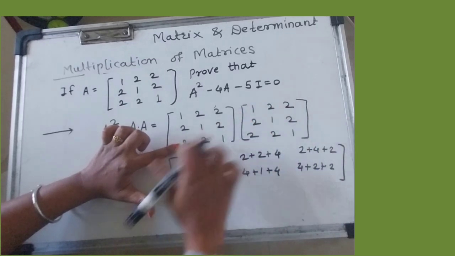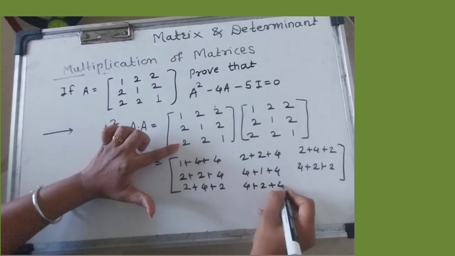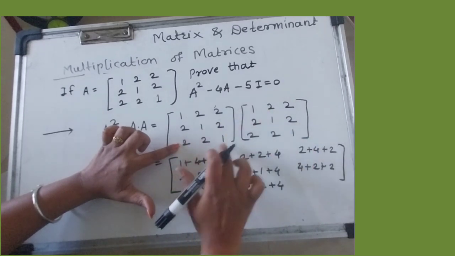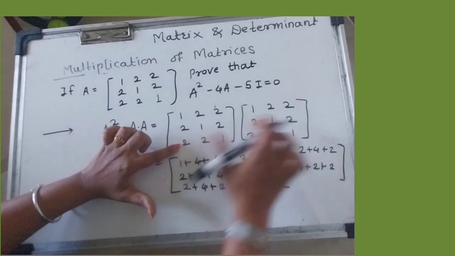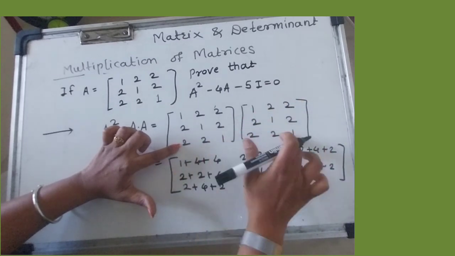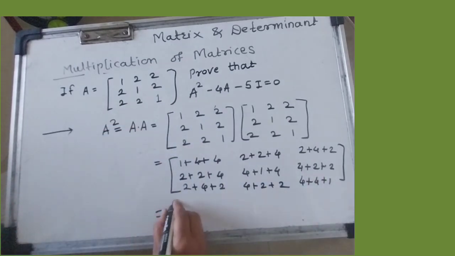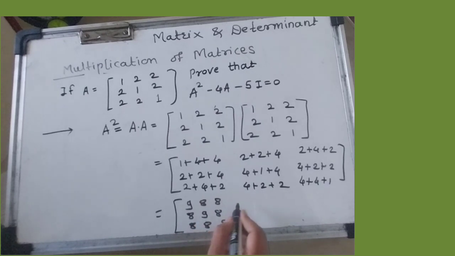Again, second. 4 plus 2 plus 4. 4 plus 2 plus 2. Sorry. Again, last. 4 plus 4 plus 1. So this is my A square. What is it? 9, 8, 8, 8, 9, 8, 8, 8, 9. This is my A square.